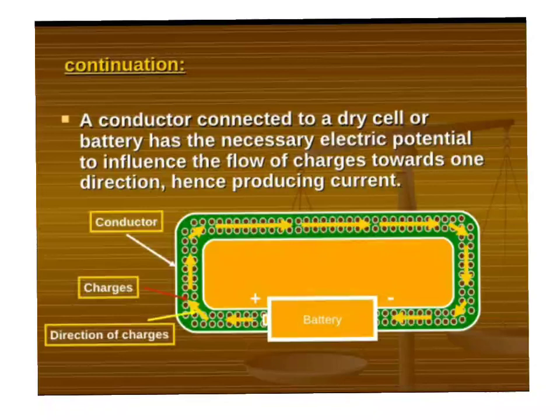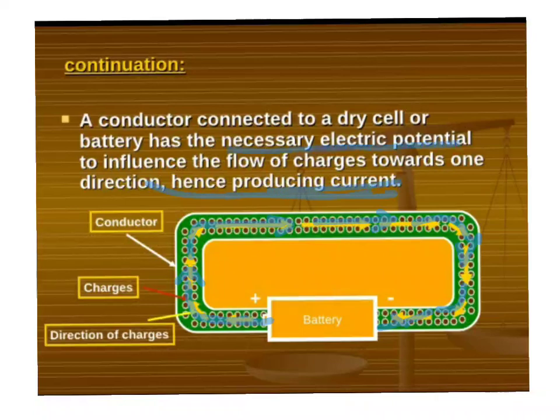Now we have taken a conductor and connected it to a battery. Now what will happen? Electric potential will be created. The electric potential created by this battery will push the electrons to flow in an orderly fashion. And this orderly flow of electrons in a particular direction will generate electric current. It will produce electric current.